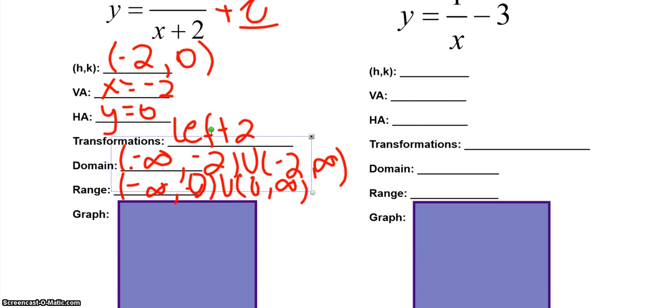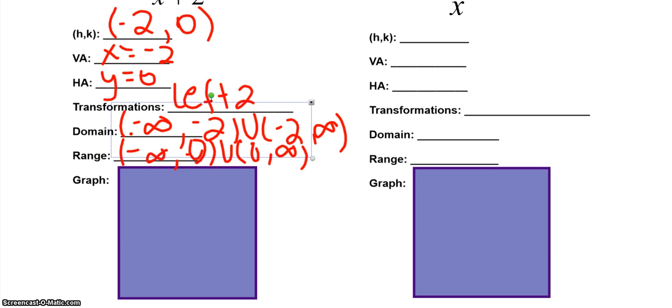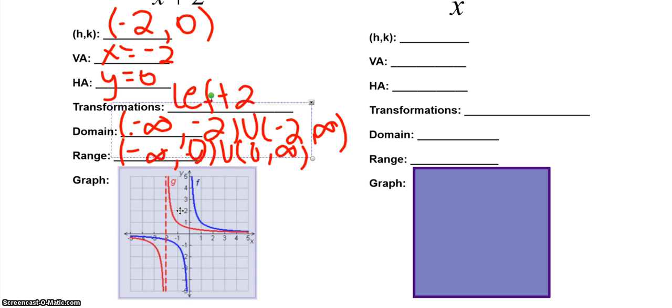Okay? Then when you look at the graph, it looks like this. So I moved it from the blue, which is the parent, to the red. Now as you can see, I have an asymptote at x equals negative 2. That's the dotted line that's provided. And also at y equals 0, which is the x-axis.